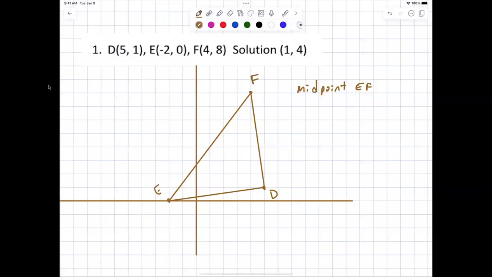The midpoint of EF is what? -1? Isn't it 1, 4? The midpoint is 1, 4. So over 1, up 4. So everybody agree with that? Now, here's the difference. We don't go from D. We need the slope of EF. Slope of EF. What's the slope of EF, guys?